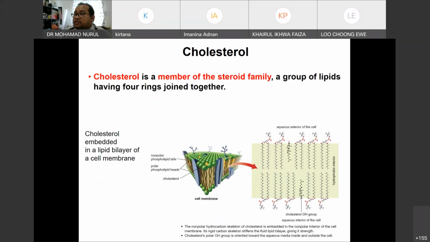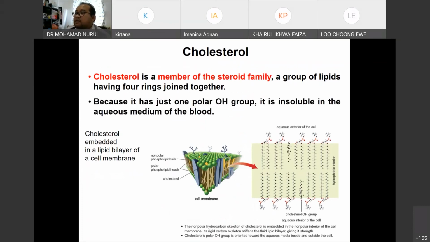Okay, cholesterol is a member of the steroid family, a group of lipids having 4 rings joined together. Because it has one polar OH group, it's insoluble in the aqueous media of the blood. That's why our fat does not dissolve in our body. And they have hydrophobic and hydrophilic areas. Okay, so I think that's all for chapter 4.